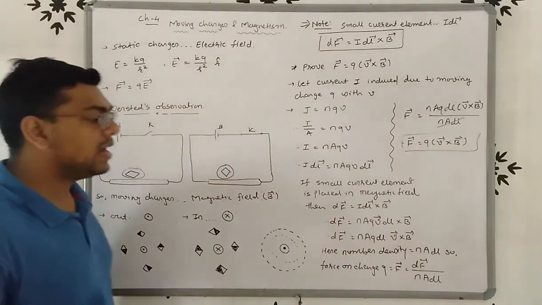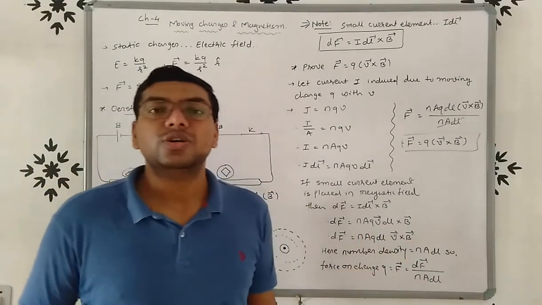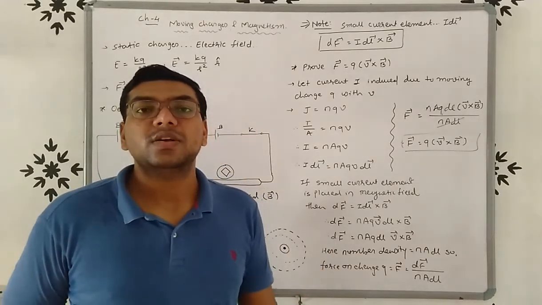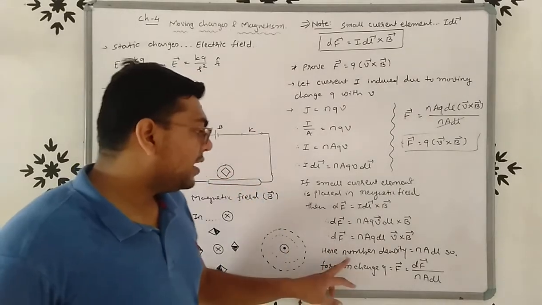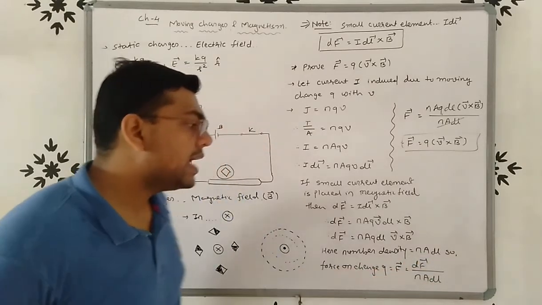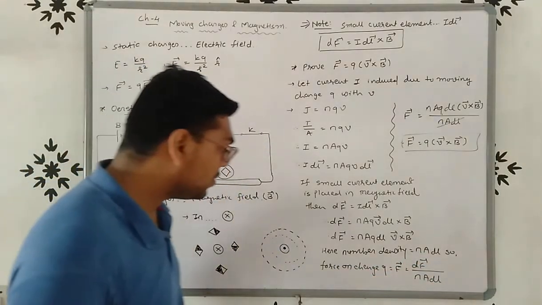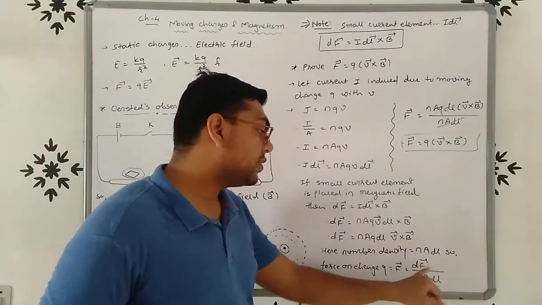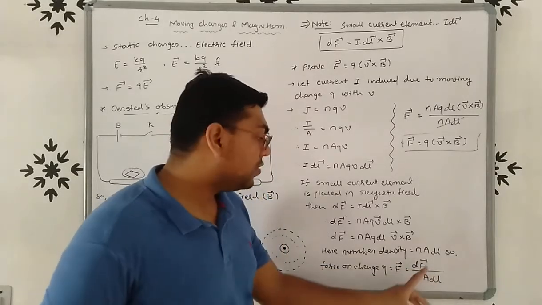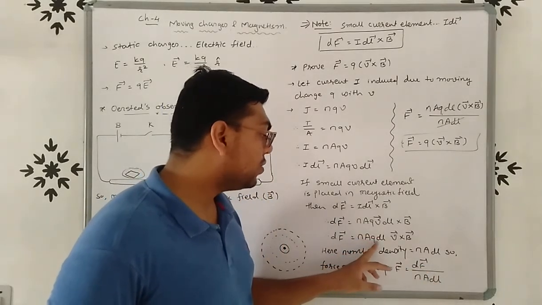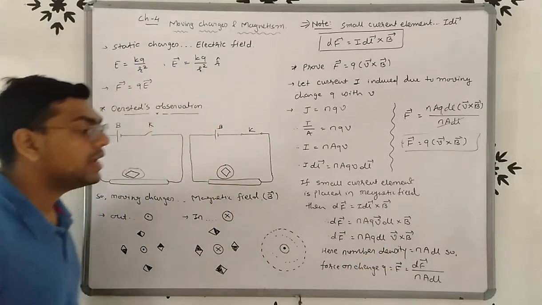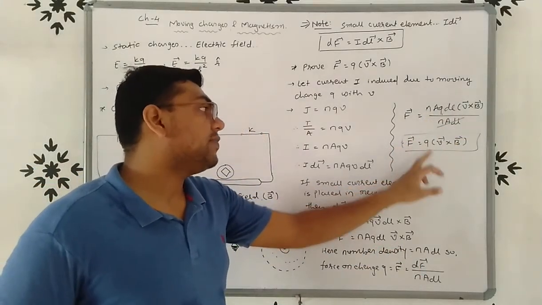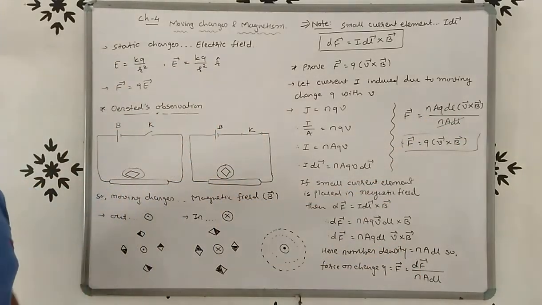Now we have to find out the force on charge Q. To find the force on charge Q, we have to divide DF by the number density. Number density is NADL, right? So force on charge Q, F is equal to DF upon NADL. We know the value of DF, that is NAQDL into V cross B. N, A and DL cancel, so we get vector F is equal to Q into V cross B.